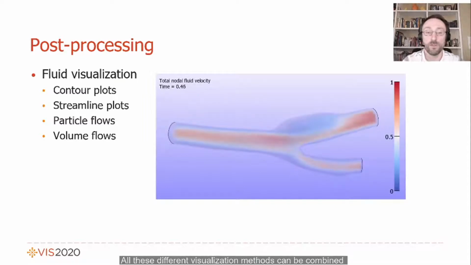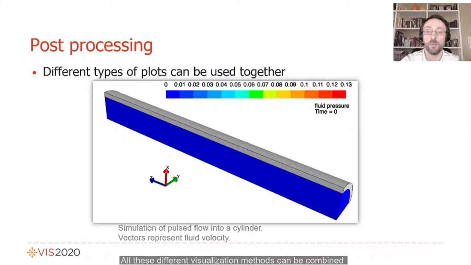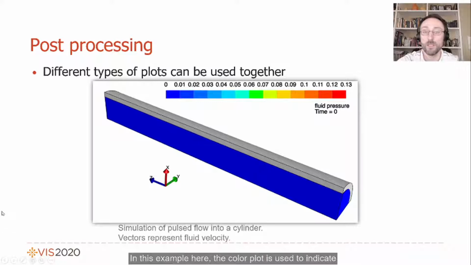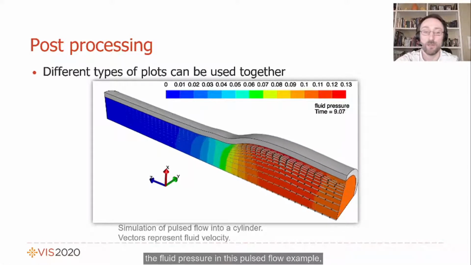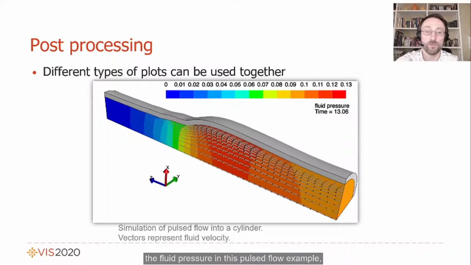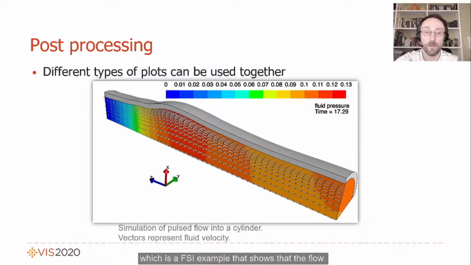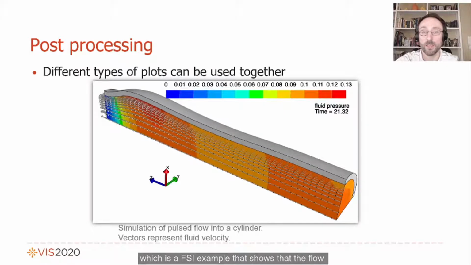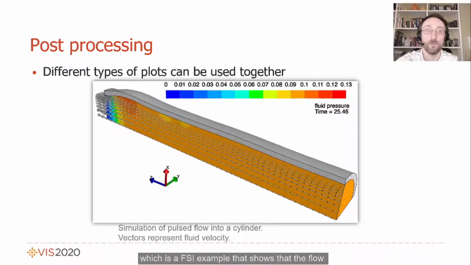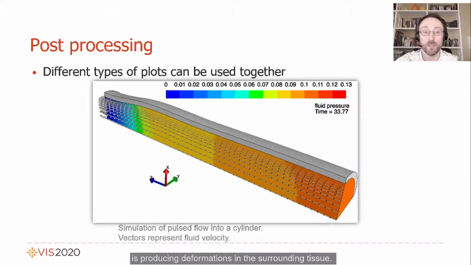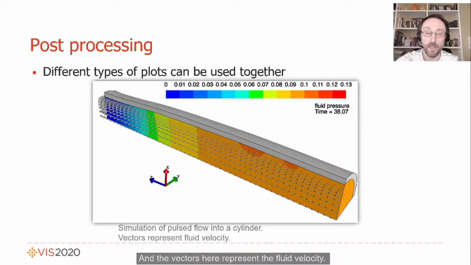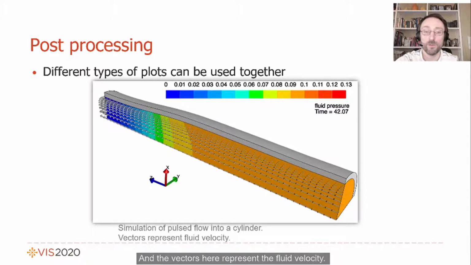So all these different visualization methods can be combined in a single visualization. In this example here, the color plot is used to indicate the fluid pressure in this pulsed flow example, which is an FSI example that shows that the flow is producing deformations in the surrounding tissue. And the vectors here represent the fluid velocity.